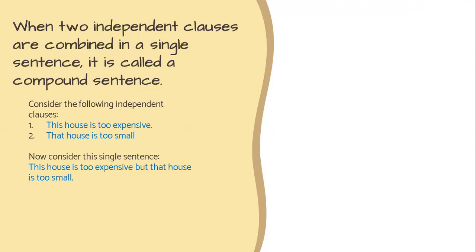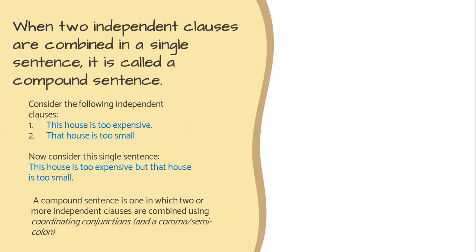So, we put both the independent clauses into one single sentence, combined together with one helping word, and made up a compound sentence. The helping word is very important. It is called a coordinating conjunction. A compound sentence is one in which two or more independent clauses are combined using coordinating conjunctions. And don't forget the punctuation. We also put a comma or a semicolon as required.